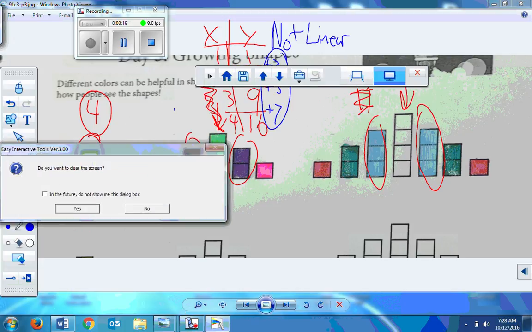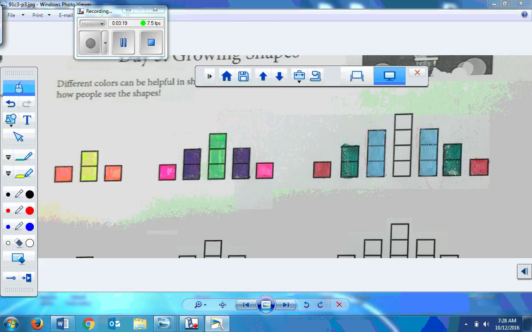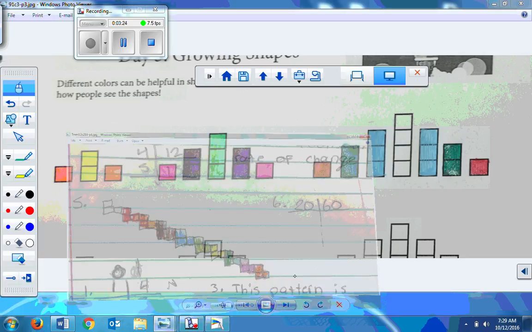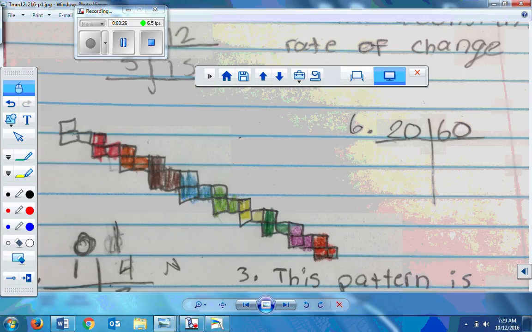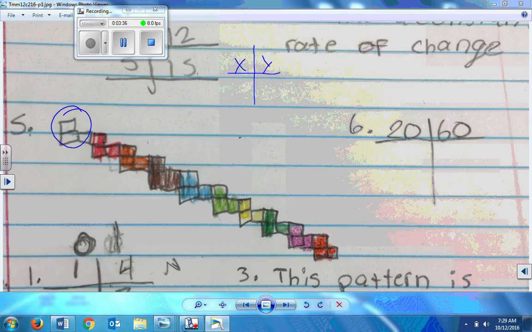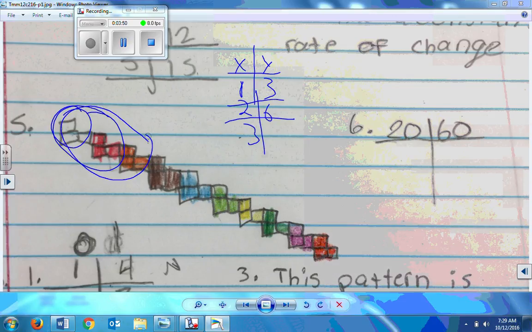This one was not linear, so let's show an example that was linear. In this case, this was one of the problems we did in class that was linear. The first figure was this figure. Using X and Y, X is the figure number and Y is the number of blocks. The first figure had 3 blocks, the second figure had 6 blocks, and the third figure has 9 blocks. Now we can see this linear pattern change.